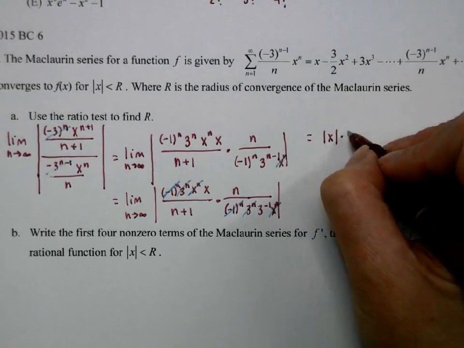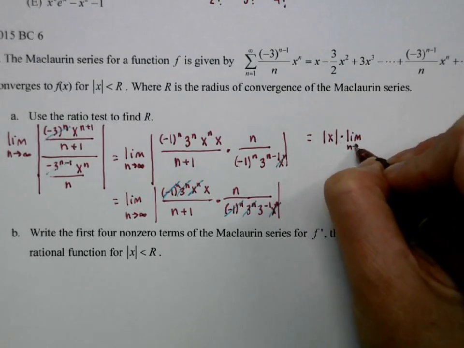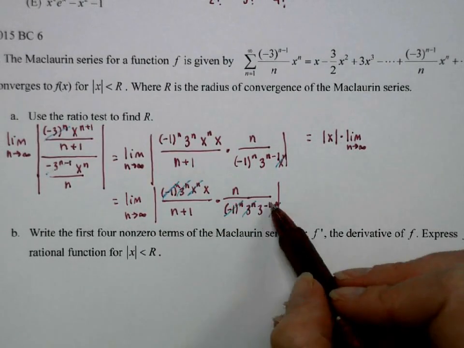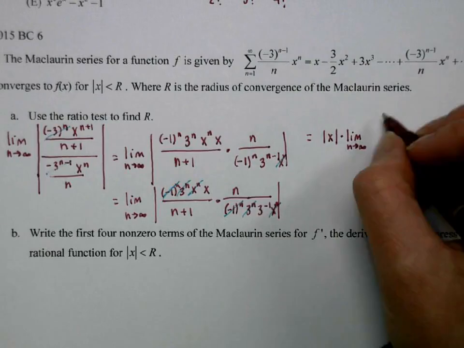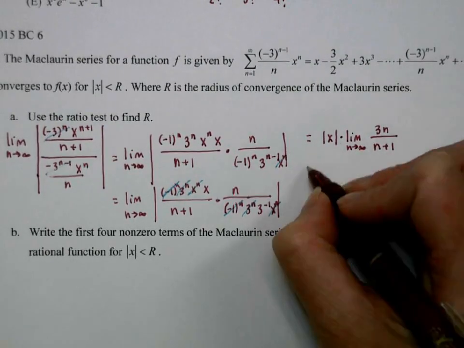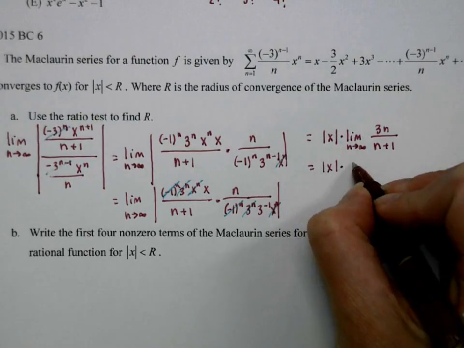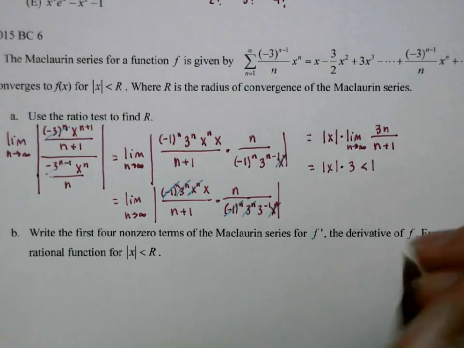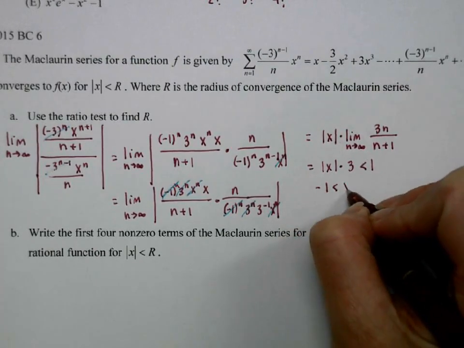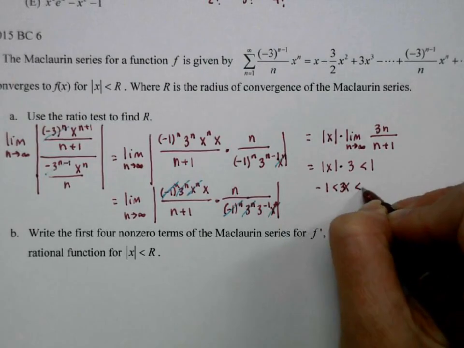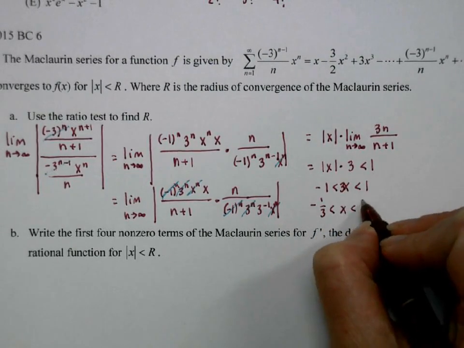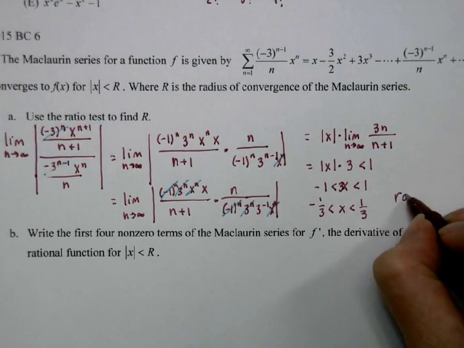On the top we have an n, but we also have a 3 to the negative 1 in the denominator. So this is going to be 3n over n plus 1. So we get this times 3. We need that to be less than 1. So we want negative 1 to be less than 3x, which is less than 1. So negative 1/3 is less than x is less than 1/3. So our radius, which is what we're asked to find here, is 1/3.